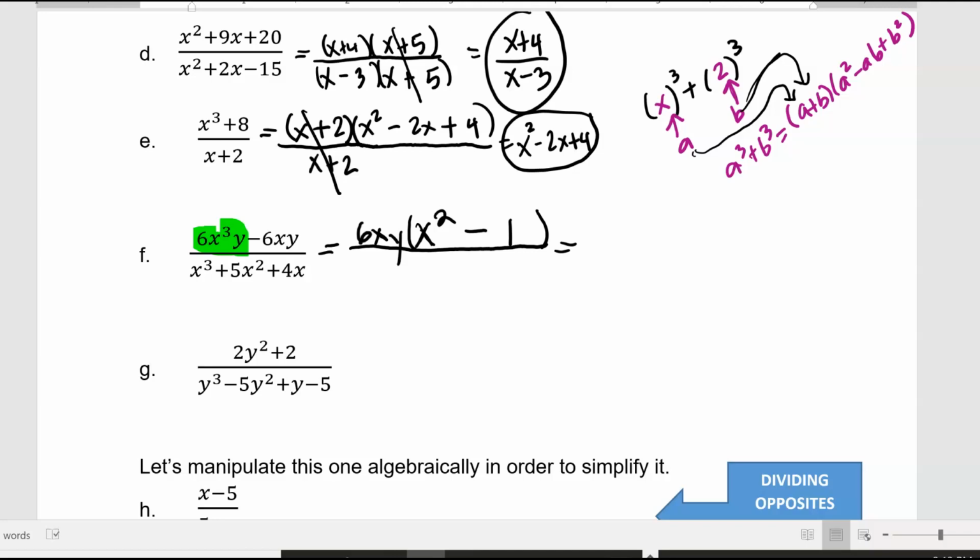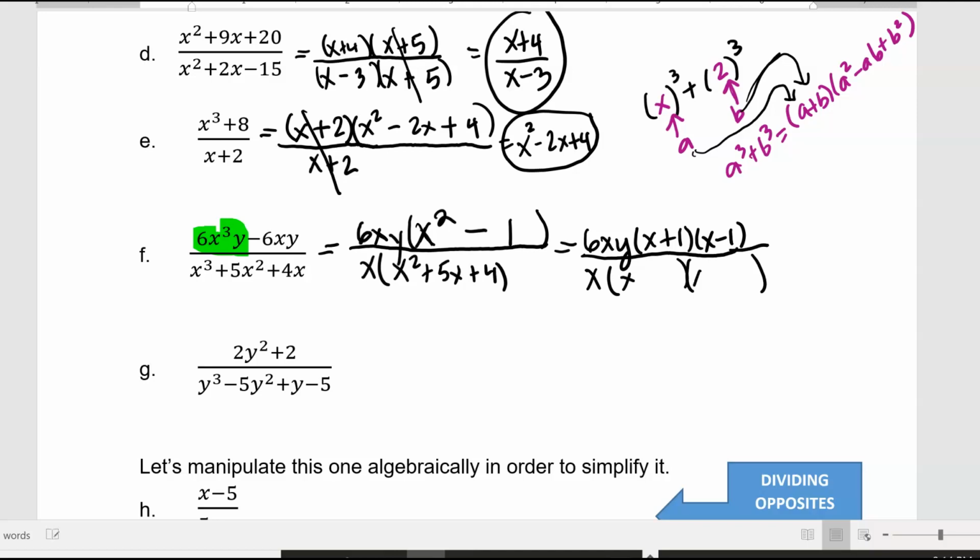Now in the denominator, we have a GCF. Please do not ignore this x to the far right. All right, so that changes the situation. We must take this x out first before we deal with anything concerning trinomials. So we have x times x squared plus 5x plus 4, and we're going to factor completely. In the numerator, we have 6xy times x plus 1 times x minus 1. In the denominator, we have an easy case trinomial.